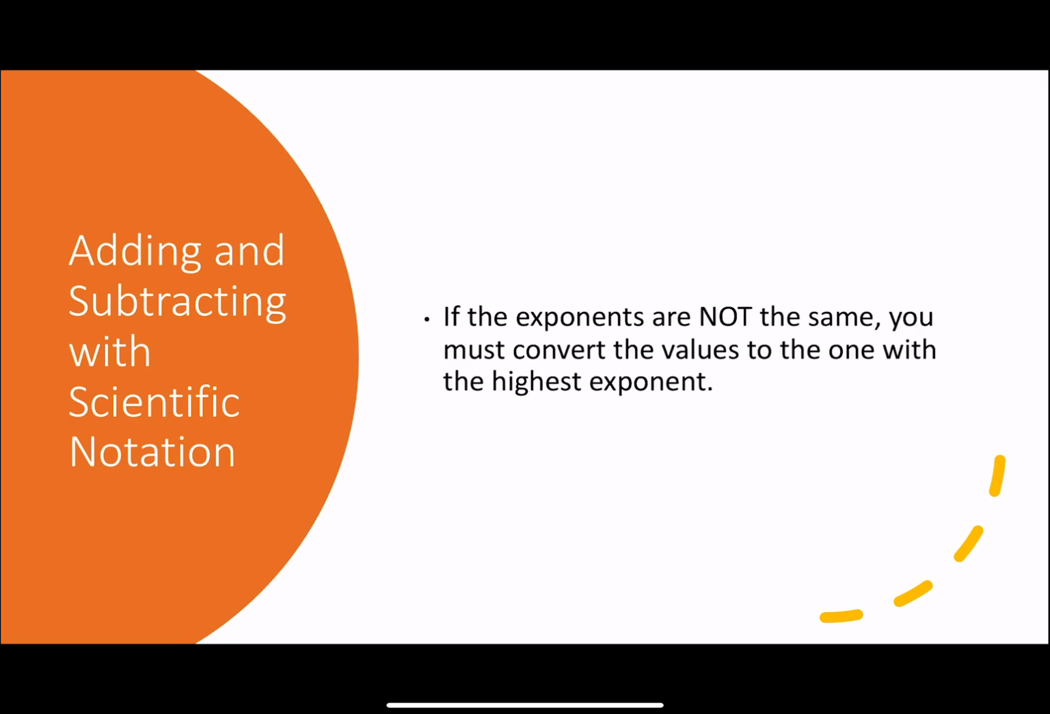So then what happens if they are not the same? If they are not the same, then you must convert the values to the one with the highest exponent. So this is if they are not the same exponent. Here's an example. These are all different values of joules, and hopefully you can notice that they're all raised to different powers. Just like the last slide said, you're going to change the other ones so that they are raised to the highest power available, which in this case is 18. So here they are.